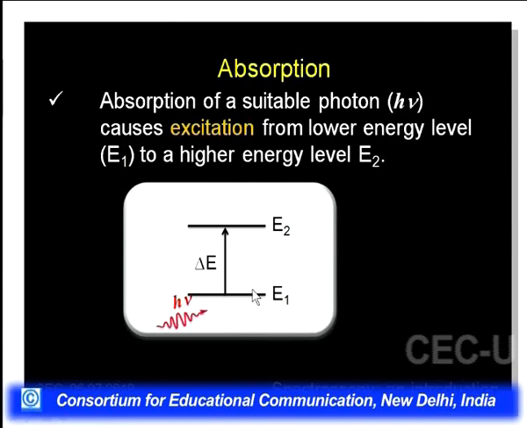That means when I have energy of E1 for the given system, the photon comes with the energy equal to delta E, the system goes to level E2. There is an absorption of energy, and this process is called excitation or absorption.